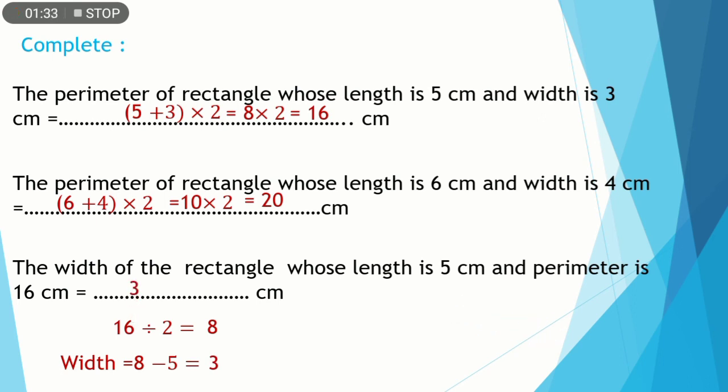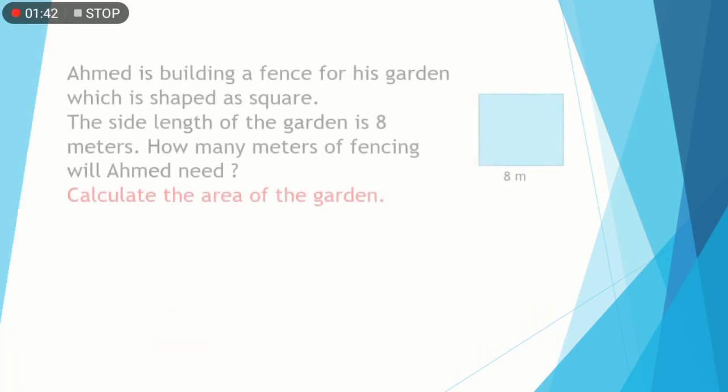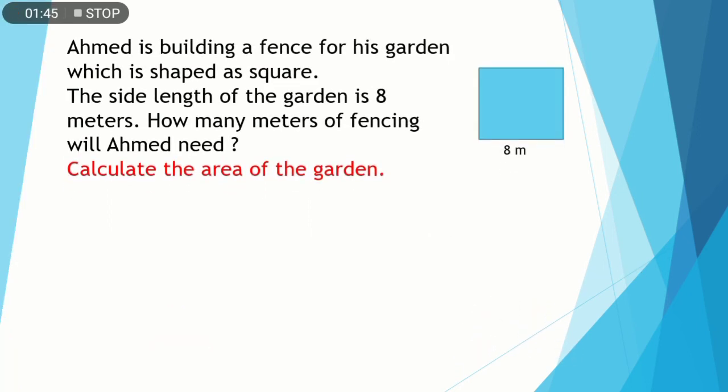If I want the missing side in the rectangle, the first one is divided and the second one is minus. The next one. Story problem. Ahmed is building a fence for his garden, which is shaped as a square. The side length of the garden is 8 meters. How many meters of fencing will Ahmed need?